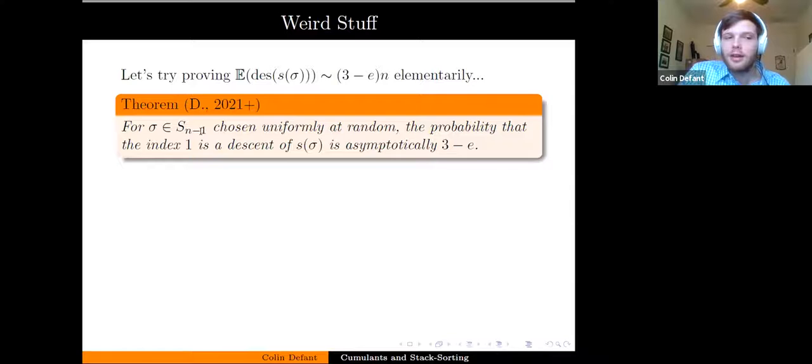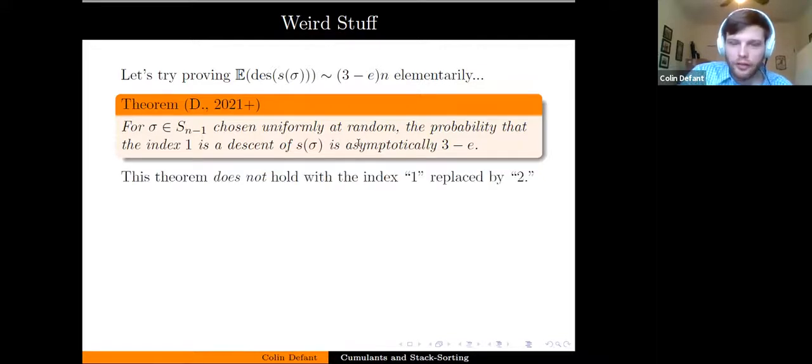It turns out that if you choose your permutation sigma uniformly at random from S sub n minus 1, then the probability that 1 is a descent of S of sigma is asymptotically 3 minus e. And I can prove this in an elementary way. So there's no cumulants or free probability or anything showing up here. It's just sort of an intricate combinatorial argument.